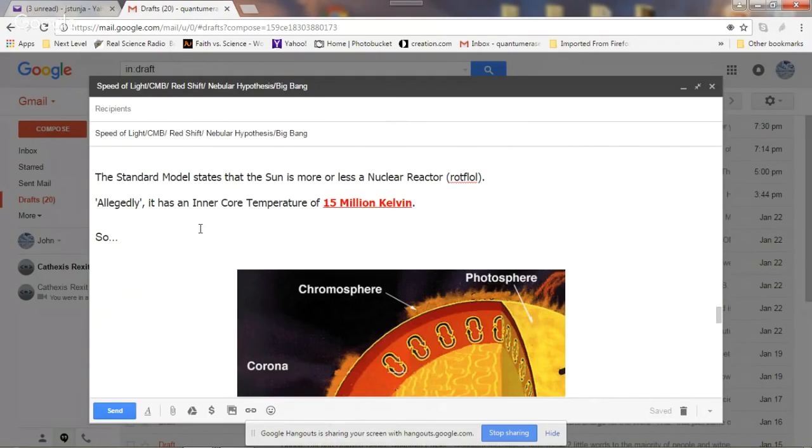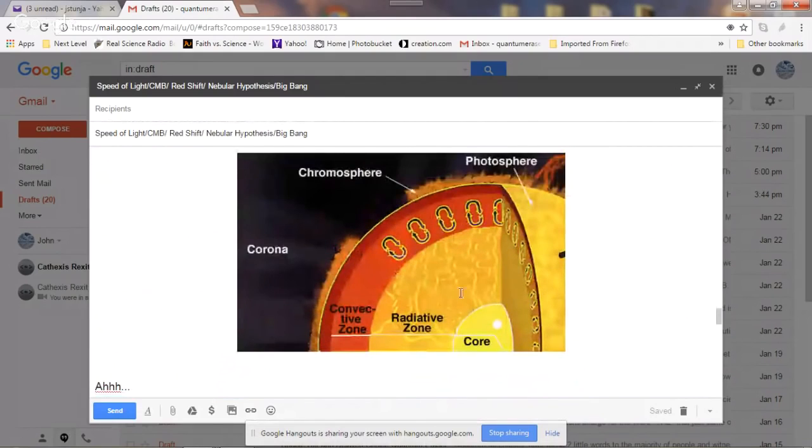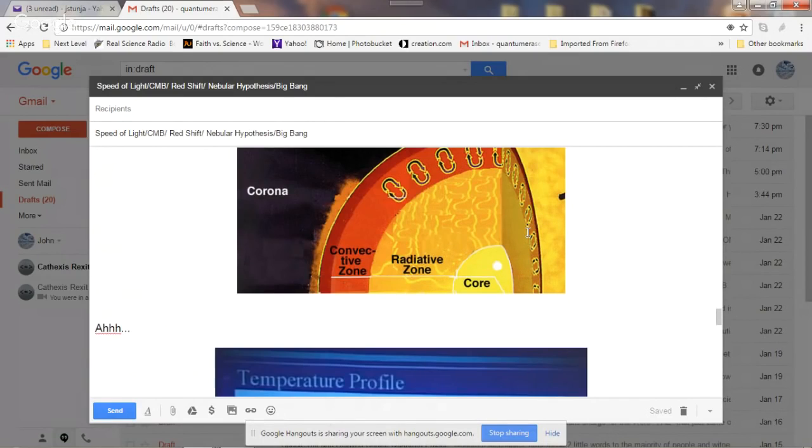So the standard model states that the sun is more or less a nuclear reactor. Allegedly has an inner core temperature of 15 million Kelvin. So here's a picture. You got the core right here. You got the radiative zone. You got the convective zone. So the surface of the sun is the photosphere. Just above the photosphere is the chromosphere. And just above the chromosphere is the corona. So remember, it's 15 million Kelvin in here, and it's 5,800 Kelvin on the surface.